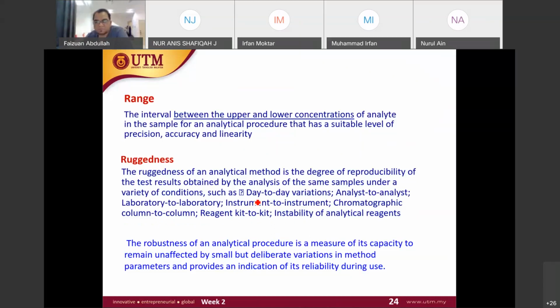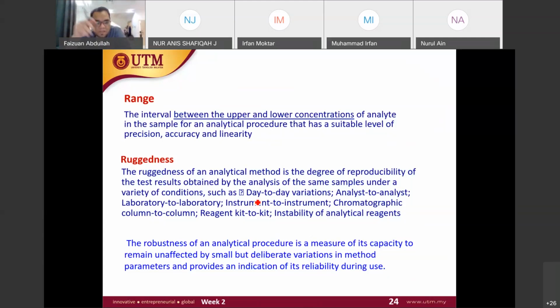This is ruggedness, similar to robustness, meaning the ability of the instrument to sustain the result from the analysis even in different conditions, right? For example, in bad weather or in good weather, on a different day, or with different analysts. Today I analyze the sample and tomorrow Irfan will analyze. Does the instrument give a similar, precise result to each other, or completely different?